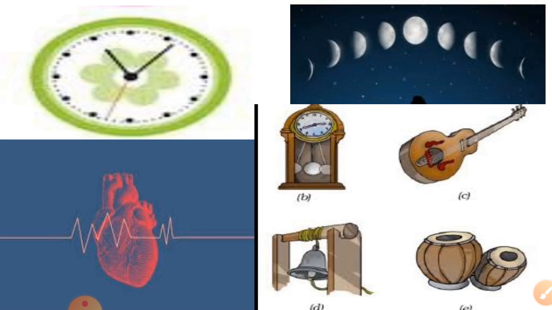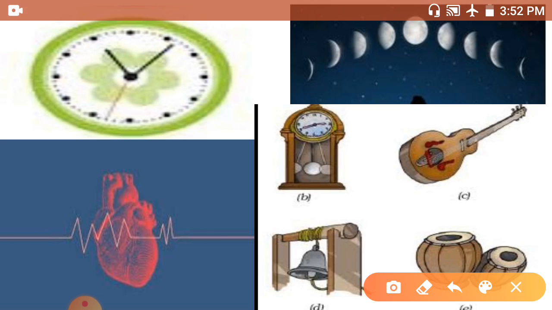Now heartbeat: you can touch your heart and feel the heartbeat. It is a periodic change. After a period you can feel your heartbeat going on, tick tick tick, right? Now the moon phases example is a periodic change. After a regular interval, it will change its shape. Like after 15 days we can see the full moon and no moon, right? So this is an example of periodic change also.